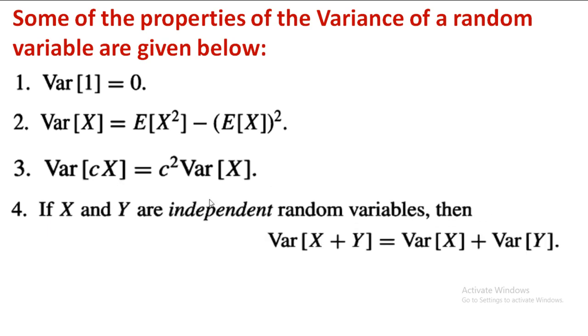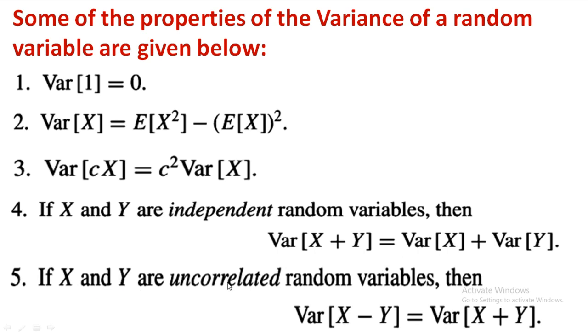And the fourth one: please remember, if x and y are independent random variables, then the variance of the sum of the two random variables is equal to the sum of the variances of x and y. That is, variance of x plus y is equal to variance of x plus variance of y. If x and y are uncorrelated random variables, then variance of x minus y is equal to variance of x plus y.